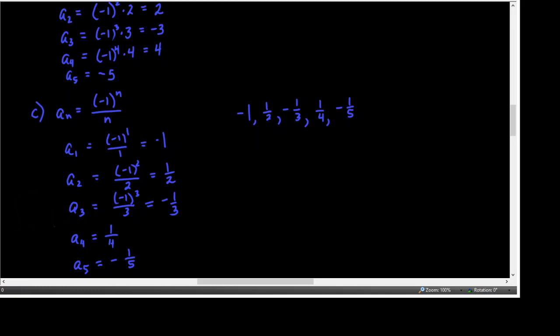Now, a little bit of vocabulary here. We have something called a convergent sequence, and then there's something called a divergent sequence. A convergent sequence is one whose terms get closer and closer to some real number, like this last one, even though the signs are alternating.